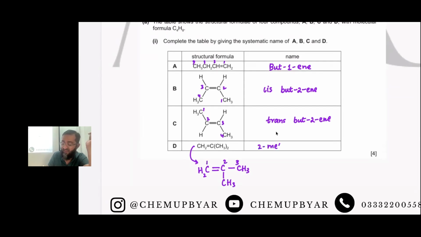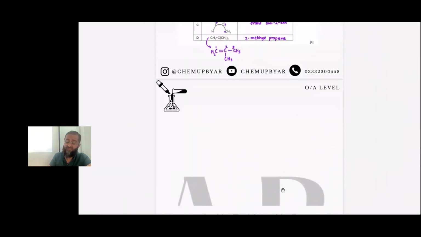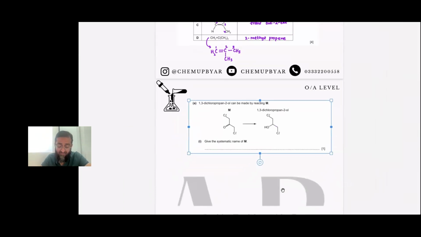So 2-methylpropene, or 2-methylprop-1-ene. In propene, it's not necessary to write the 1, because there is no other position for the carbon-carbon double bond except the first. It always stays 1. Is this clear?